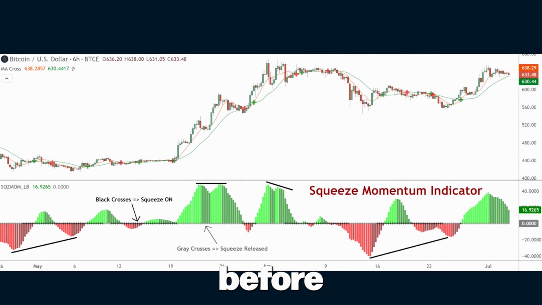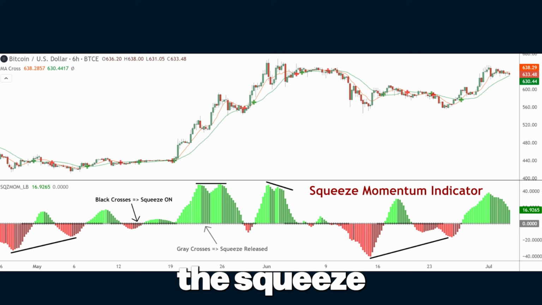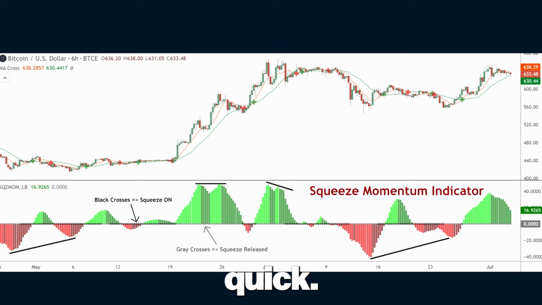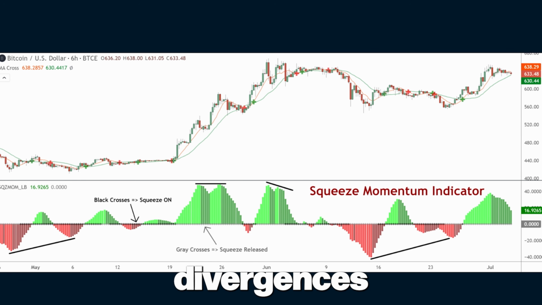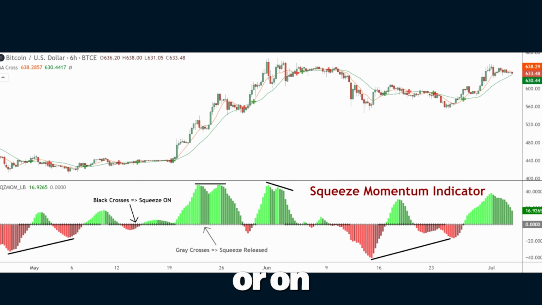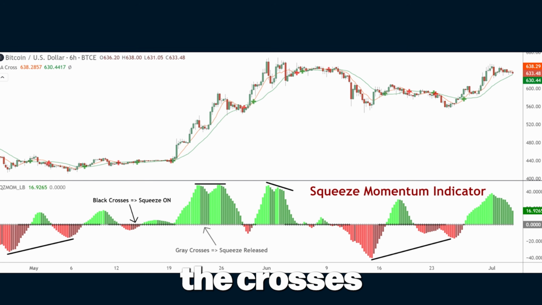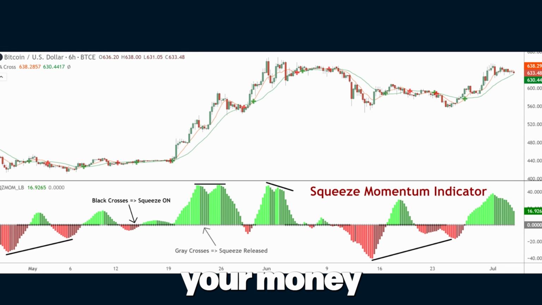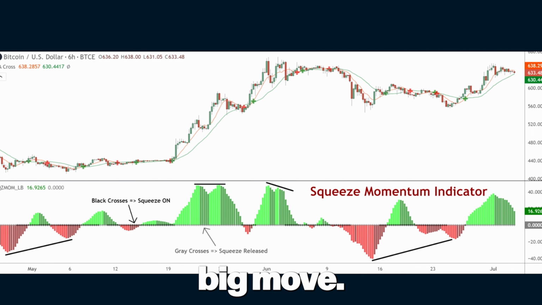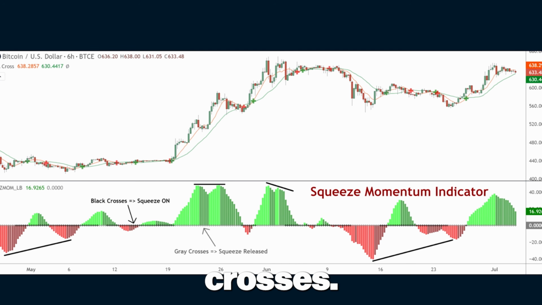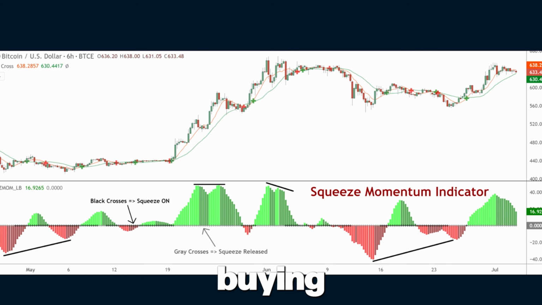The last indicator before I show you the strategy is going to be the squeeze momentum indicator, and I promise this explanation will be quick. You're going to be looking for divergences just like the MACD and looking to buy when the crosses turn gray, or on our charts, green. When the crosses are black, or again red in our charts, you will most likely be holding off so your money isn't just sitting around until the next big move. Remember, expect more volatility when you see the green crosses. That's why you want to start buying there.